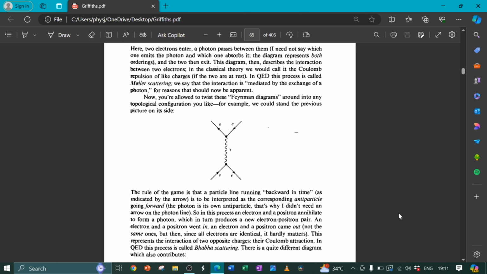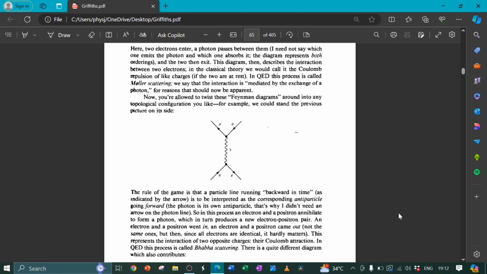Now you are allowed to twist these Feynman diagrams around into any topological configuration you like. For example, we could stand the previous picture on its side. The rule of the game is that a particle line running backward in time, as indicated by the arrow, is to be interpreted as the corresponding antiparticle going forward. The photon is its own antiparticle. That's why I didn't need an arrow on the photon line.